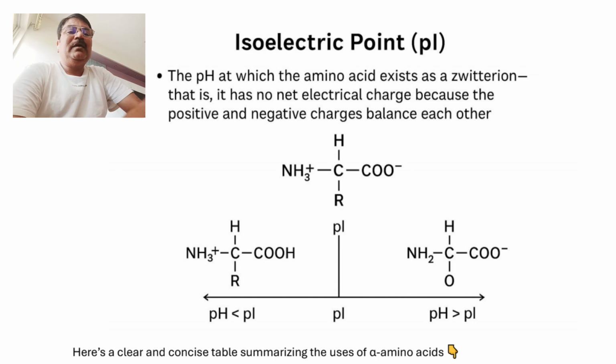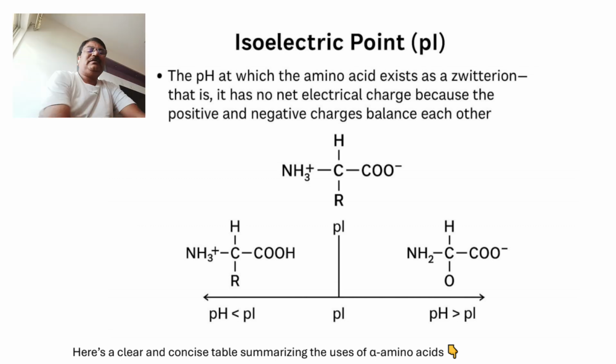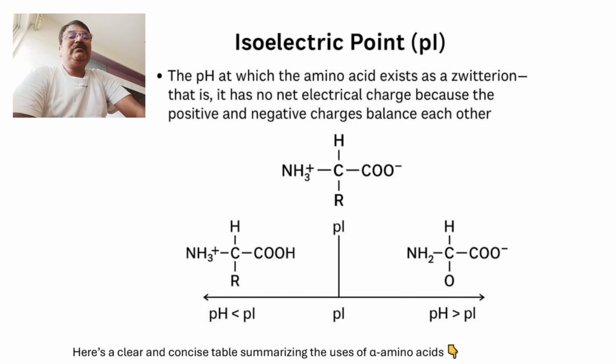Therefore, as it has no single charge, positive or negative, it is neither attracted towards the anode nor towards the cathode. Such a specific pH point at which there is no migration of amino acids towards the positively charged electrode or the negatively charged electrode is known as the isoelectric point. Listen carefully.